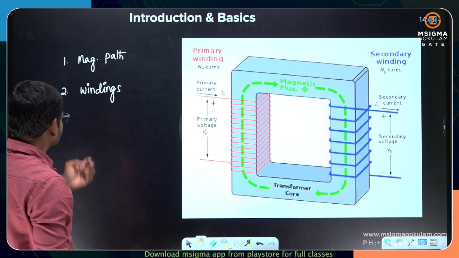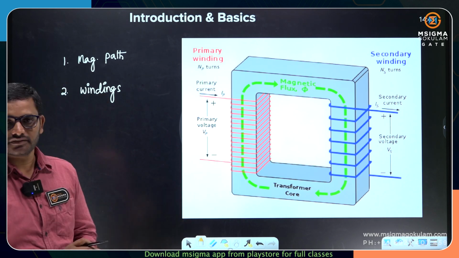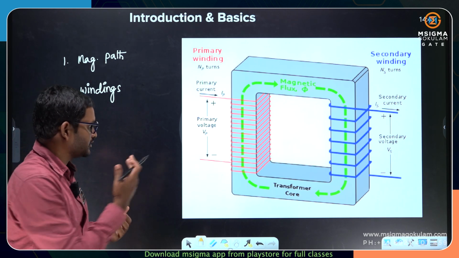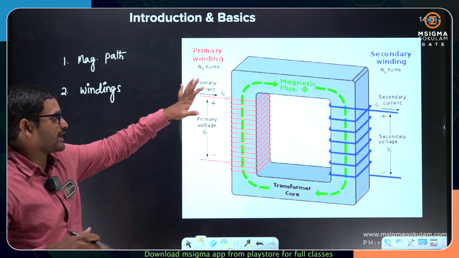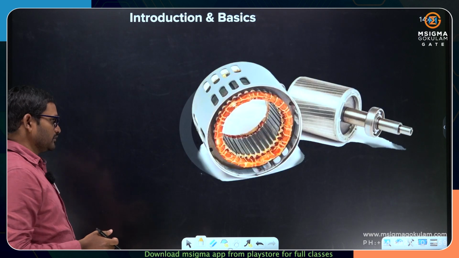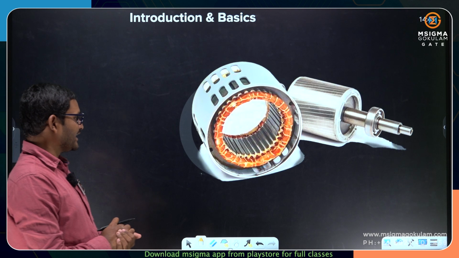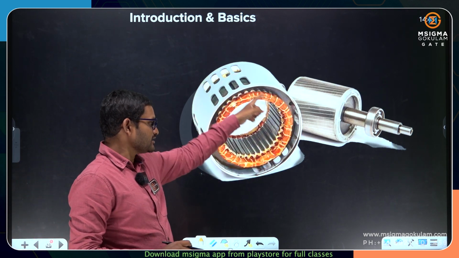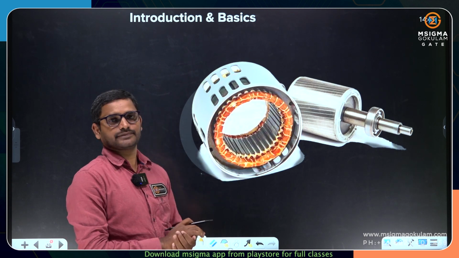Okay. So these are the two parts you can list out. You can observe by looking at the transformer. I am not getting into each and every part. Majorly, physically you can see magnetic path and windings. If you see the other machine, that is the induction machine, this is a stationary part, and in the stationary part also we have a core, and in the core we have windings.